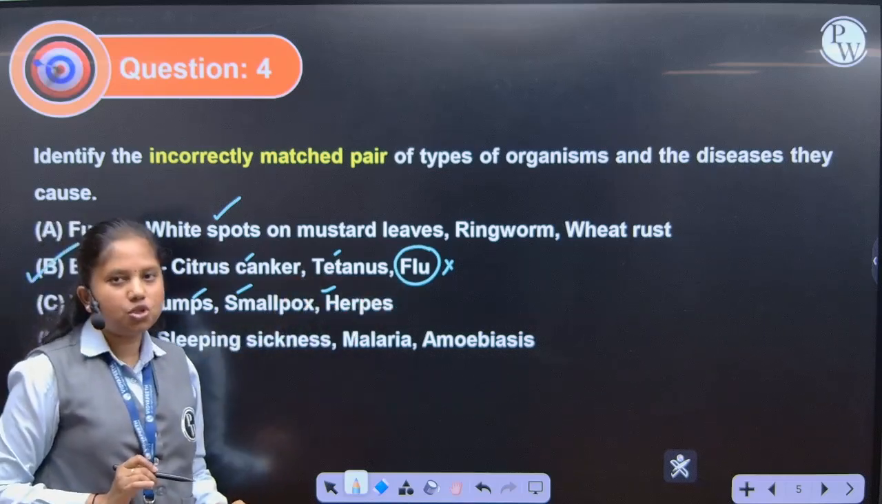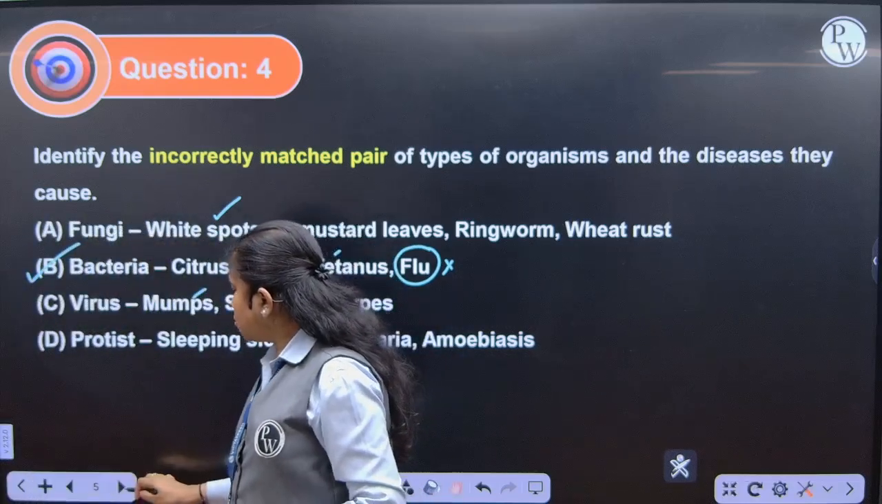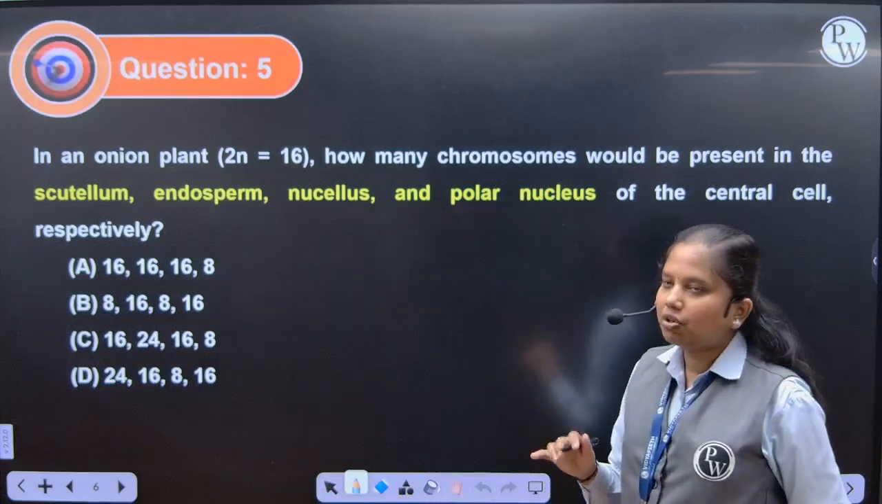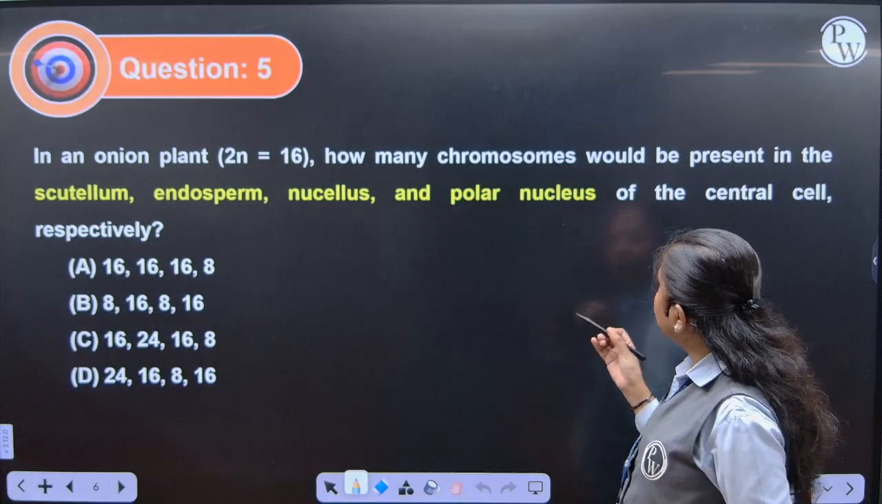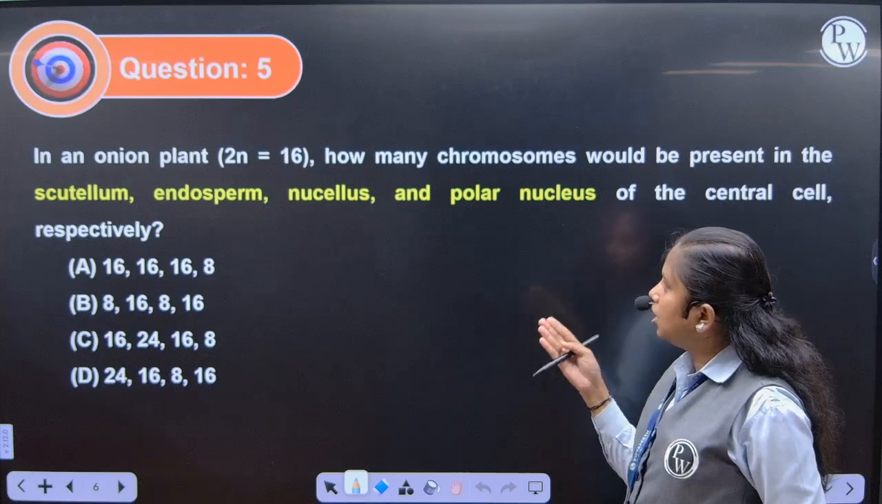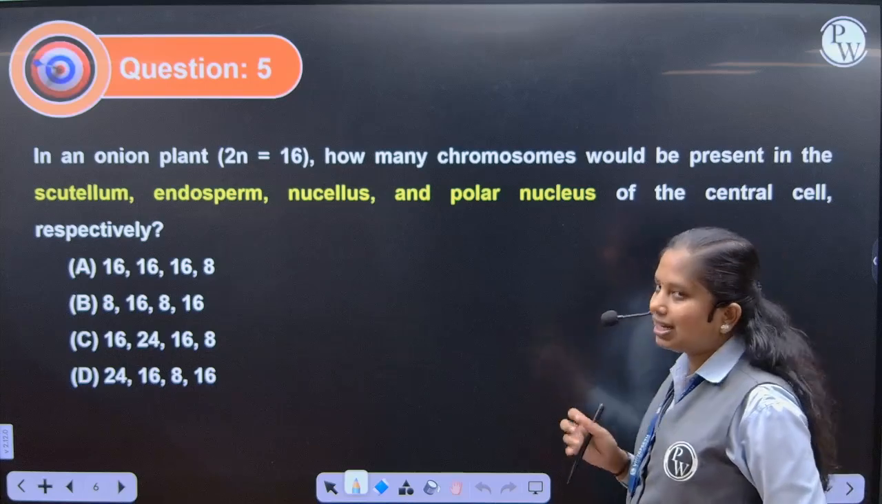where flu, which is caused by a virus, is given under bacteria. The next question is, in an onion plant, the diploid number of chromosomes is 16. How many chromosomes would be present in scutellum, endosperm, nucellus and polar nucleus of the central cell respectively?